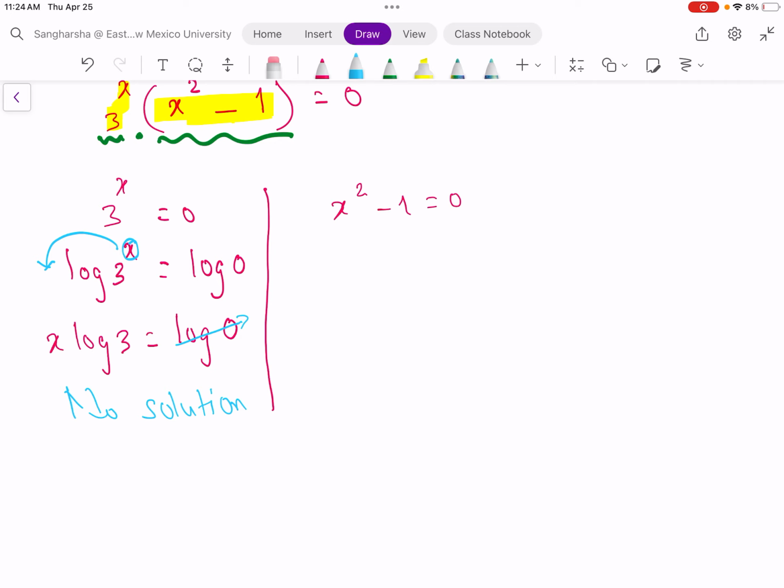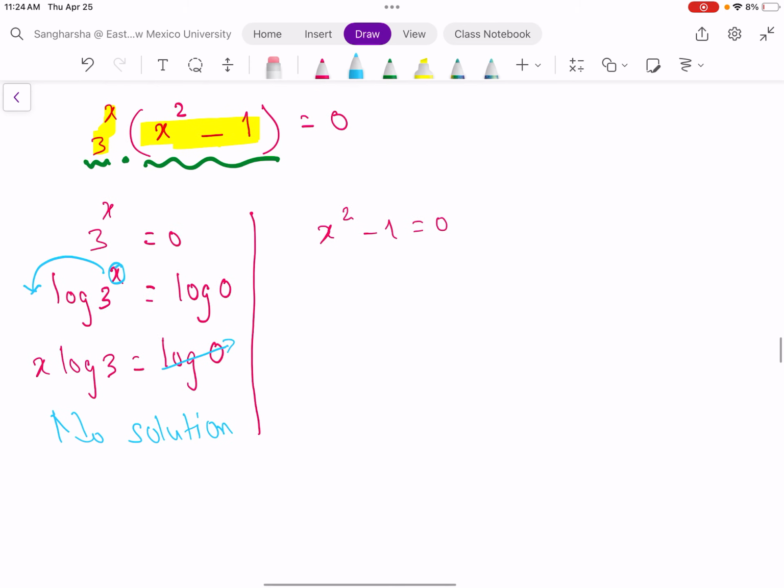Now for the second equation, this is our quadratic equation, right? And we can solve this quadratic equation. We add 1 on both sides, so we have x squared equals 1. We need to get rid of the square, and when we do, we get plus or minus the square root of whatever we have on the right side. That is 1, so this is plus or minus 1. So our x is positive 1 or negative 1.